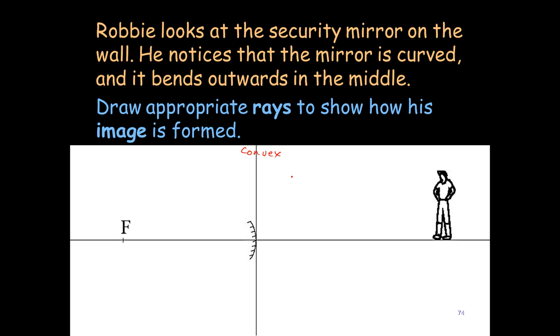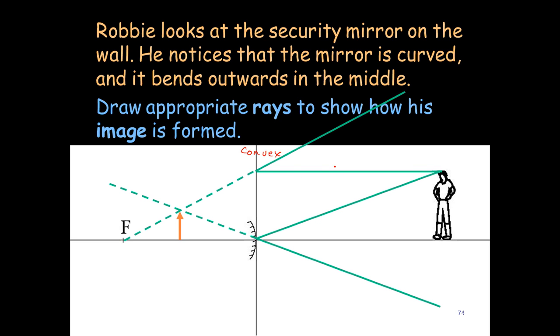So let's have a look at those lines now. So this line here, we have to put arrows on it. We clearly have to show the direction that's involved. If we don't, and we have to use dotted lines behind, and we have to describe what we're seeing here. So it's virtual, diminished, and upright. If we don't put these lines on, we'll never get our merit.